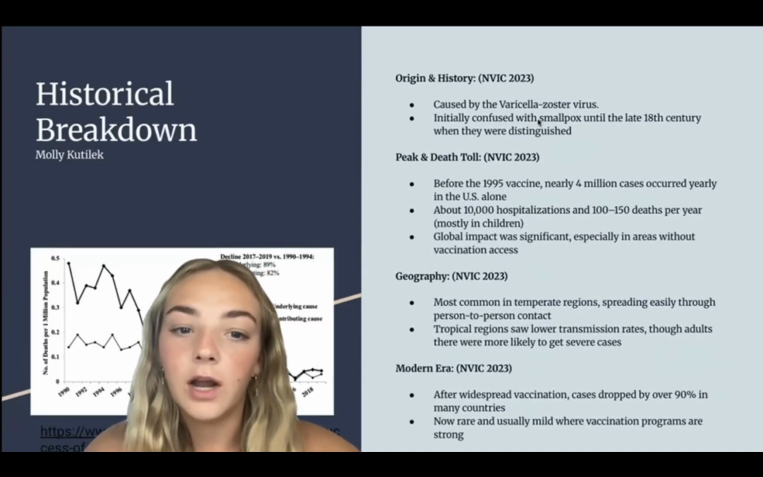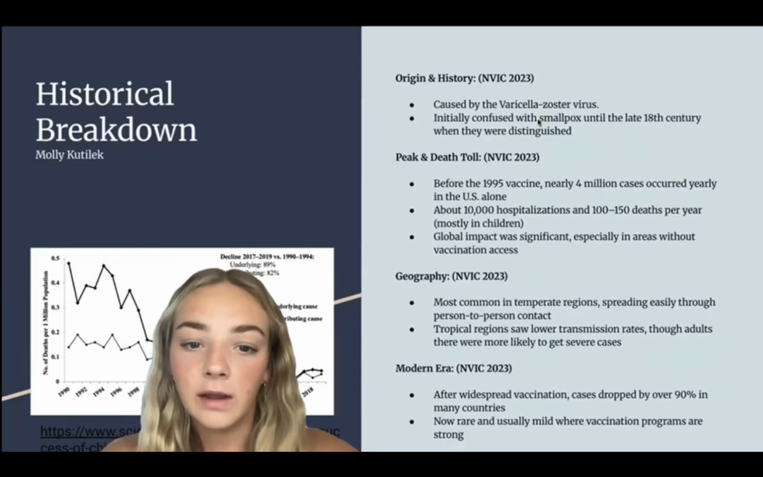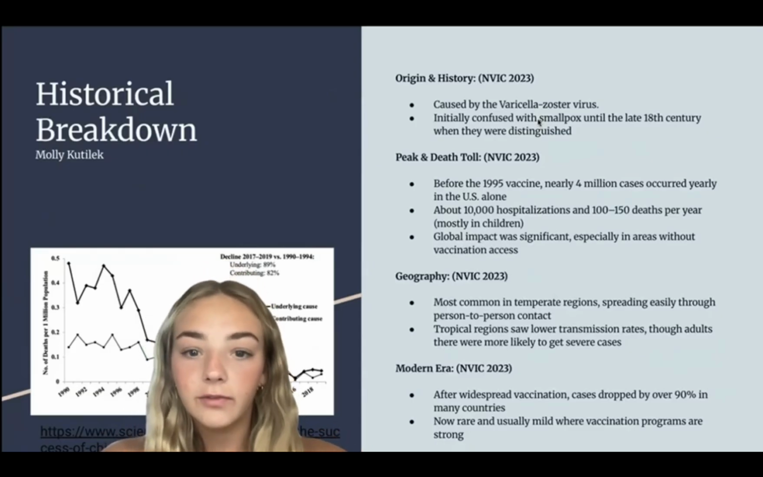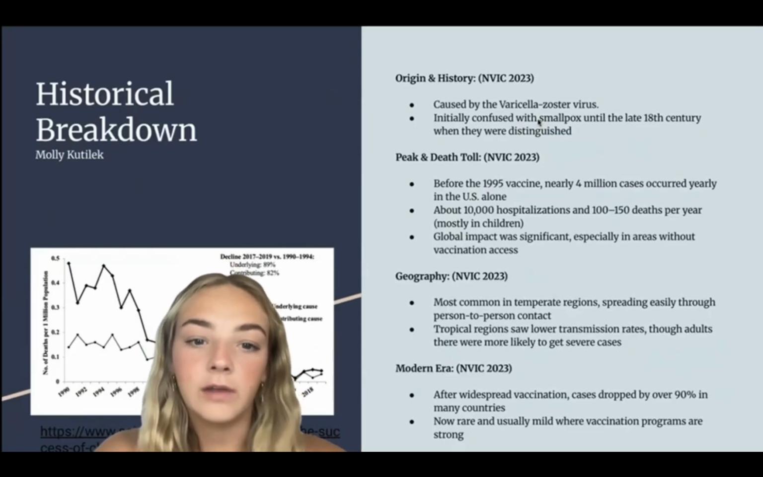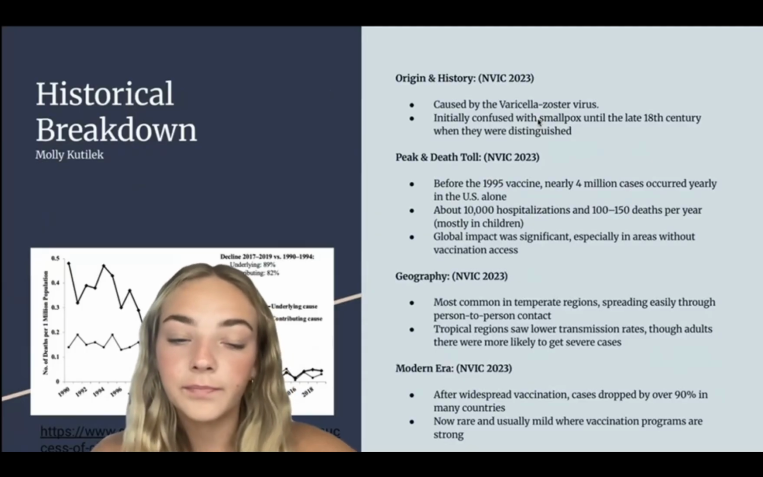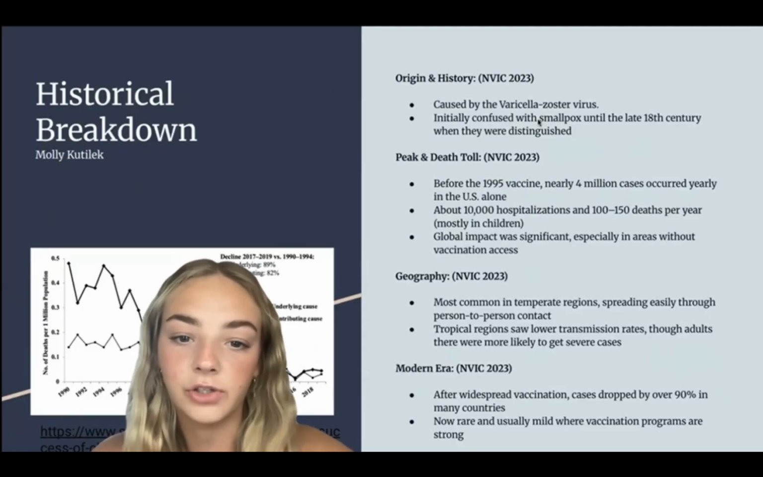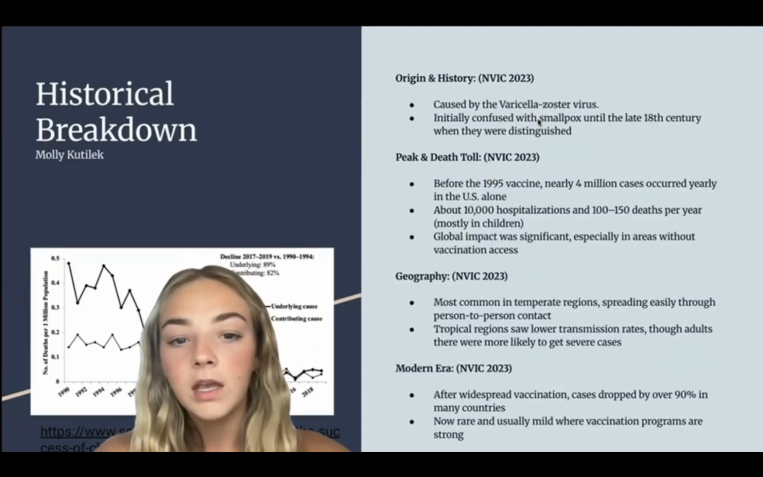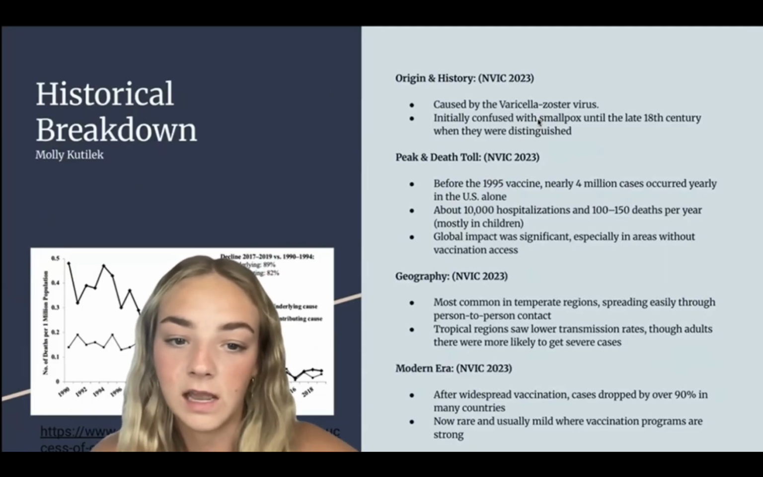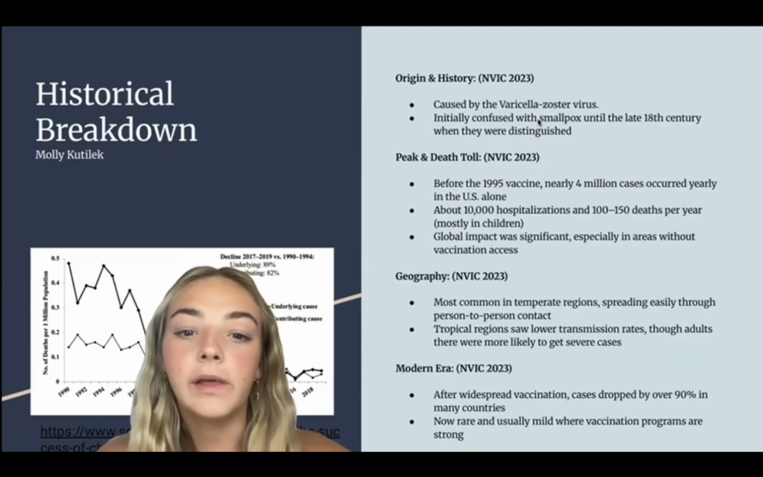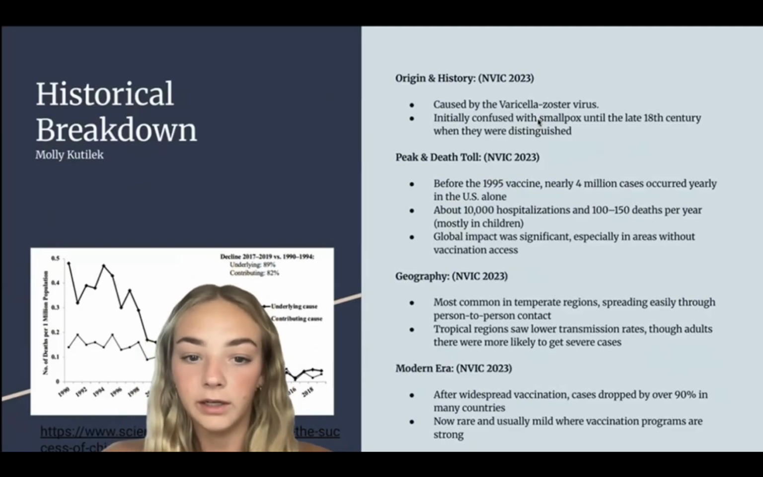Chickenpox has been around for hundreds of years. It was first described back in the 1500s, and for a long time, people thought it was just a mild form of smallpox. It wasn't until the late 1700s that scientists figured out it was actually caused by a different virus. Before the chickenpox vaccine came out in 1995, millions of people got infected every year.